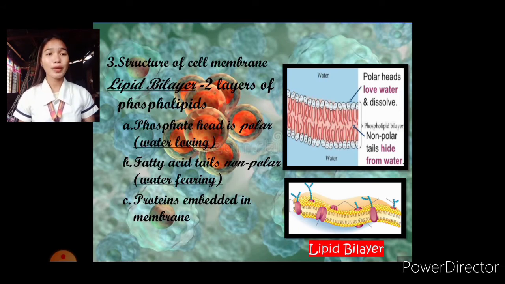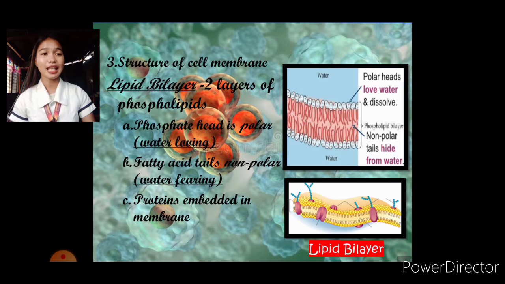So we have here 3 parts of the cell membrane: the phosphate head, the fatty acid tails, and proteins. The phosphate head is polar. It is water-loving. While the fatty acid tails are non-polar, so it is the reverse. The phosphate head is water-loving. So you can refer to the figure I've shown on the right side.